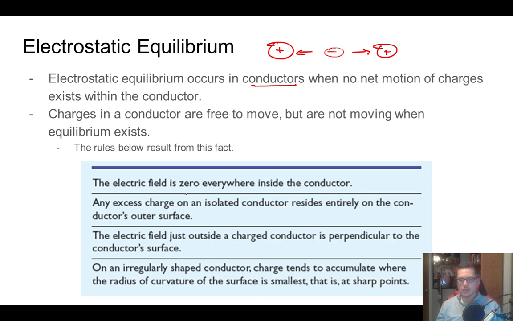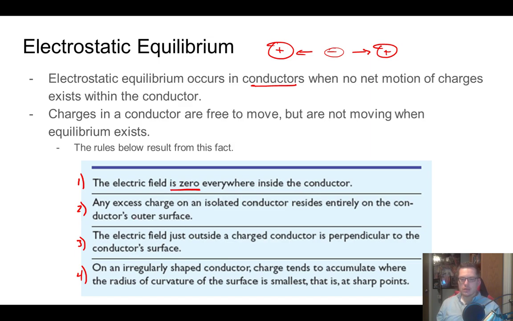Now because of electrostatic equilibrium, we get these 4 rules, and these are important, because they'll establish a lot of the rules that we need to rely on as we move forward, talking more about electricity and circuits and how we can use them. So if you're at electrostatic equilibrium, the electric field is 0 everywhere inside of your conductor. So when you're inside of your conductor, your electric field is 0.